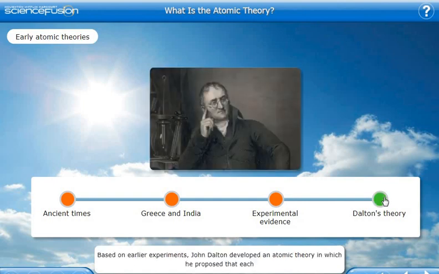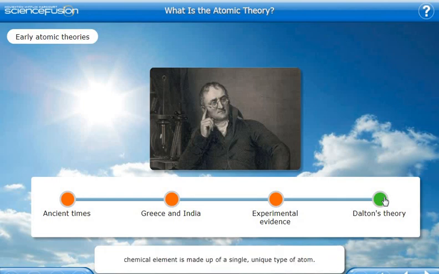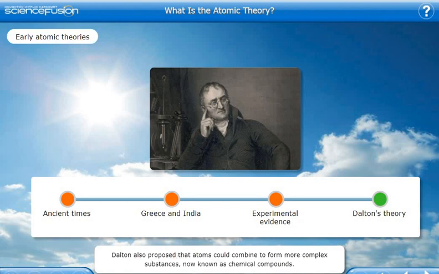Based on earlier experiments, John Dalton developed an atomic theory in which he proposed that each chemical element is made up of a single, unique type of atom. According to Dalton, atoms were like solid balls that could not be divided, altered, or destroyed by chemical experimentation. Dalton also proposed that atoms could combine to form more complex substances, now known as chemical compounds.